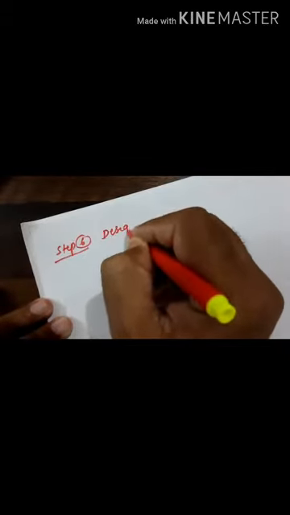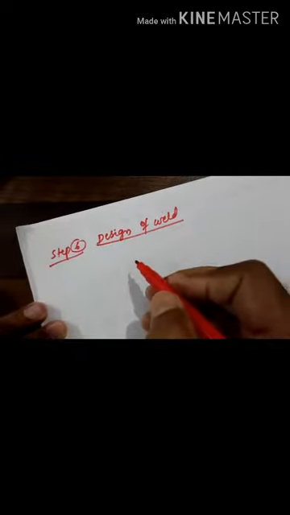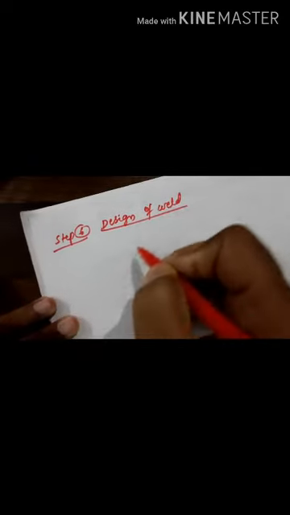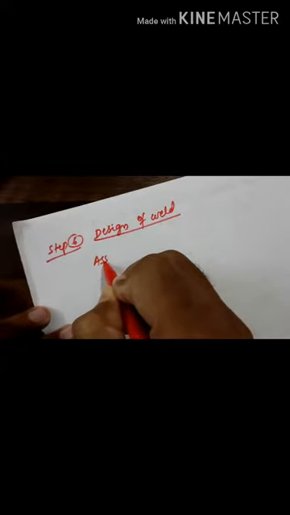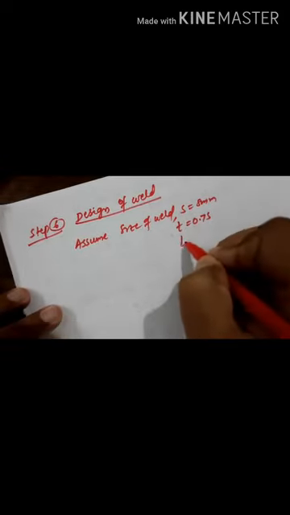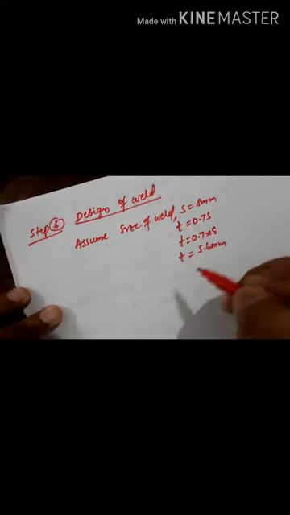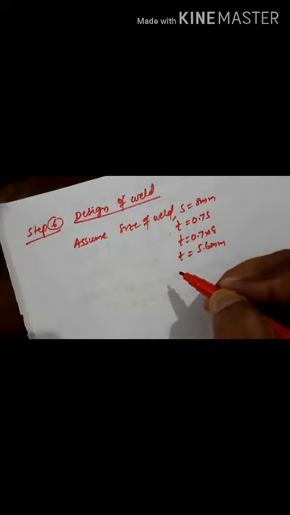Next will be step number 6, design of weld. For the design of weld, assume the size of weld, that is S equal to 8 mm. Then the thickness will be 0.7 S. So we get thickness equal to 0.7 into 8, which is 5.6 mm. This is the thickness of weld.